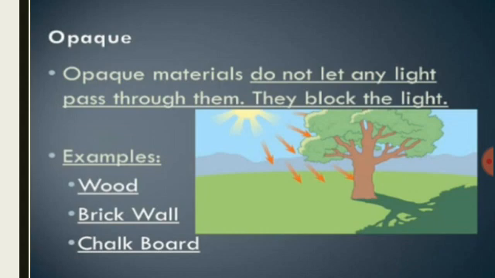Now we are going to talk about opaque materials. Opaque materials do not allow any light to pass through them. They block the light. Examples are wood, brick wall, chalkboard. In the picture you can see easily the wood does not allow any light to pass through it. So it behaves like an opaque material.